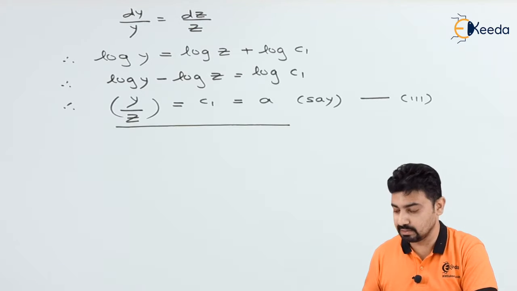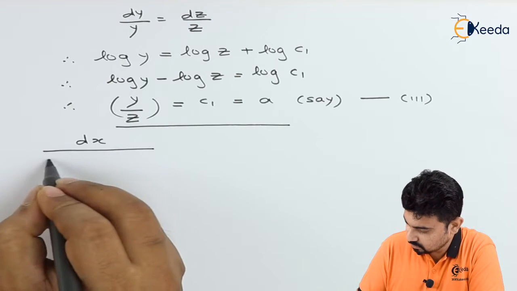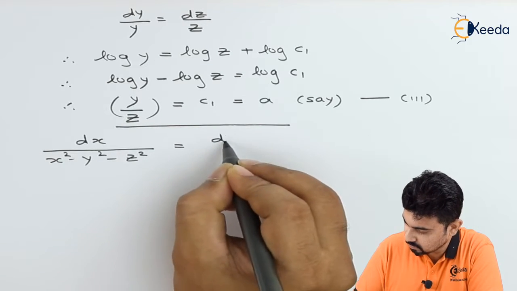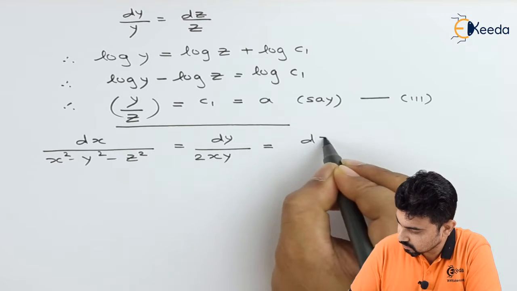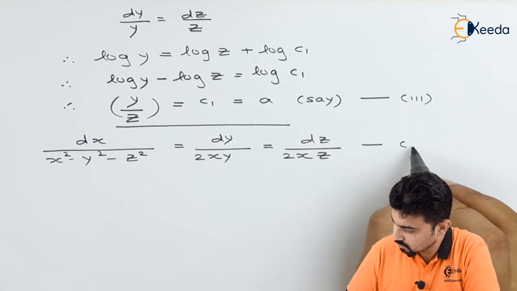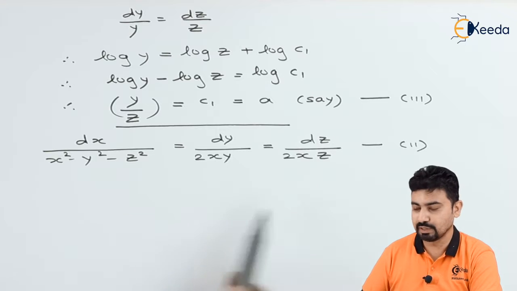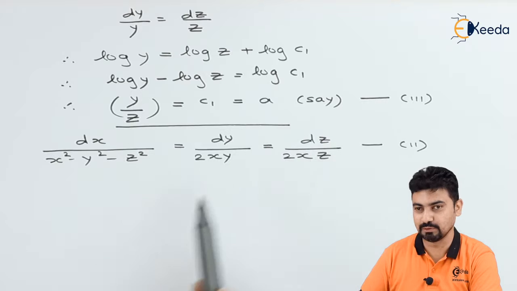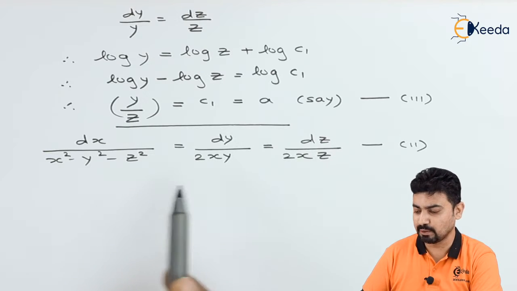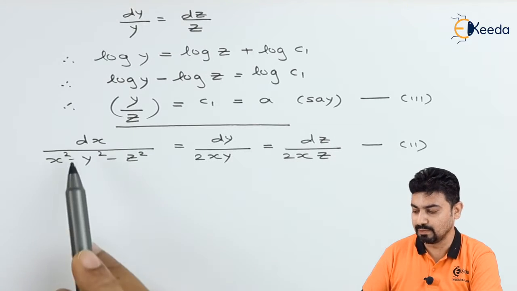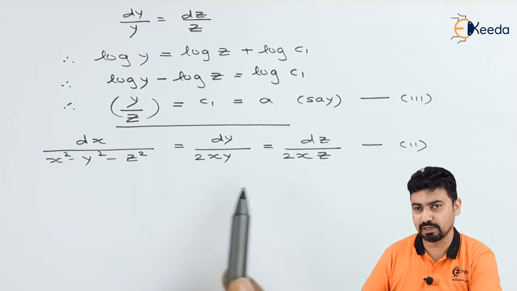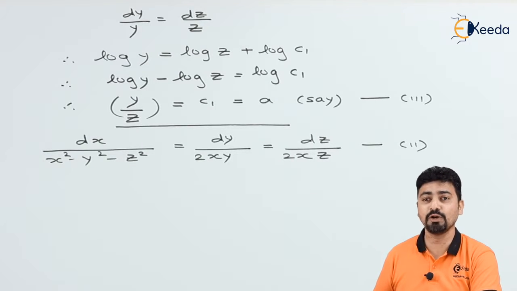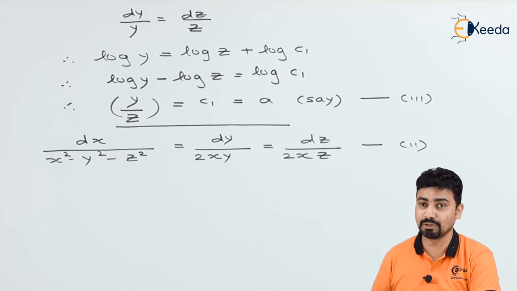So our auxiliary equation is, this was our second equation, auxiliary equation. We had grouped second part and third part to get this part of the solution. Now, can we group first part with any of the other two? Can we group dx upon x square minus y square minus z square with any of the other two? Even if we group that, we will not be able to solve it properly. We will not be able to cancel out anything and integrate it further. This is when the method of multipliers comes into picture.